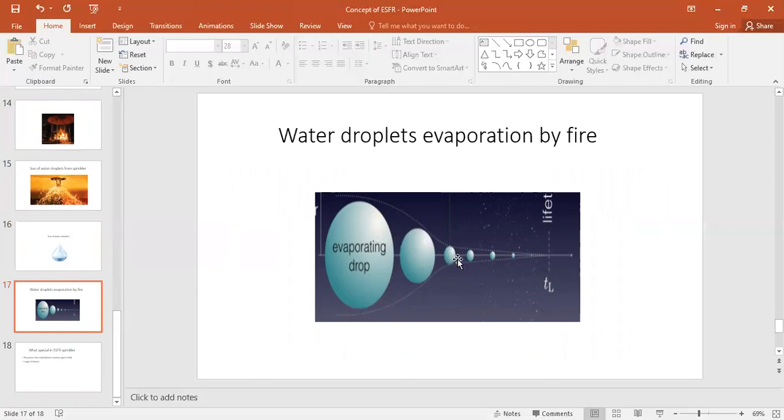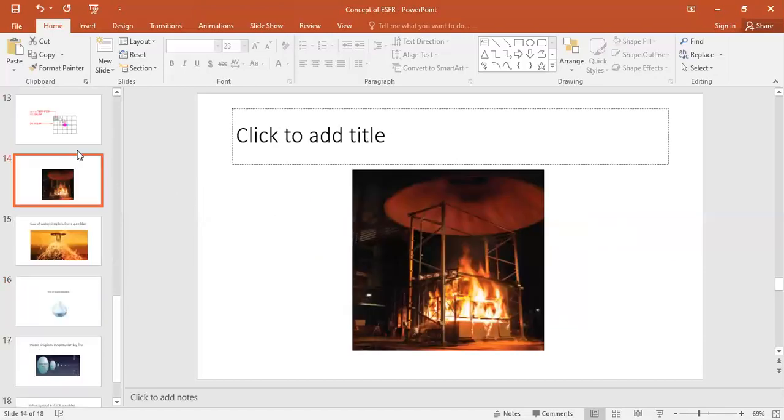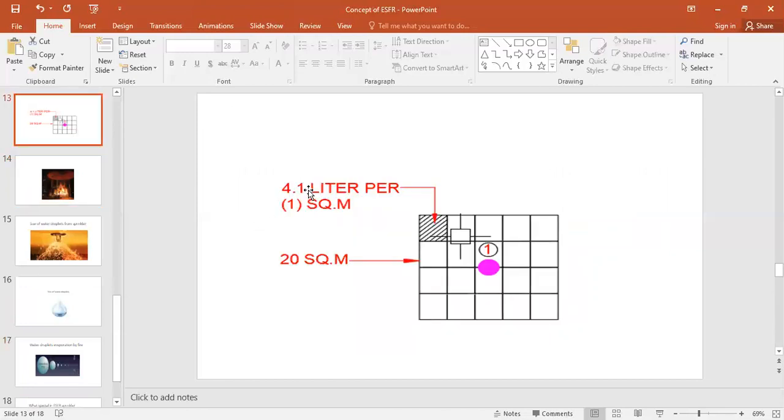If it is evaporated, the diameter of the droplet will decrease. If you see this image, you can imagine this. The diameter of the water droplet will decrease, so the floor area containing the fire will get less water. For example, if the fire area requires 4.1 lpm, it may get less water than this.